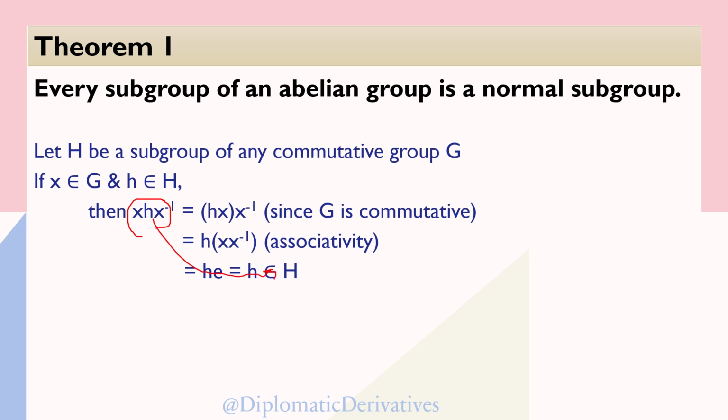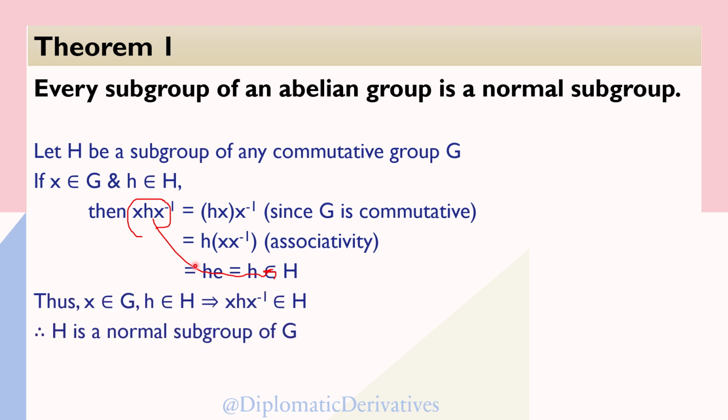This is what we have to prove, that if X is an element of G and h is an element of H, then this thing is also an element of H. So we just proved that. Therefore, H is a normal subgroup of G. So X inverse, h element of capital H, implies X inverse is also an element of H. So H is a normal subgroup of G.